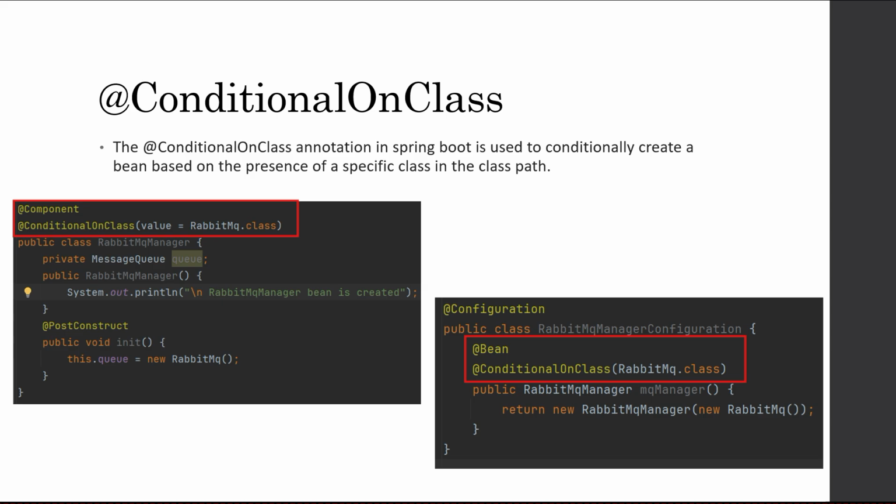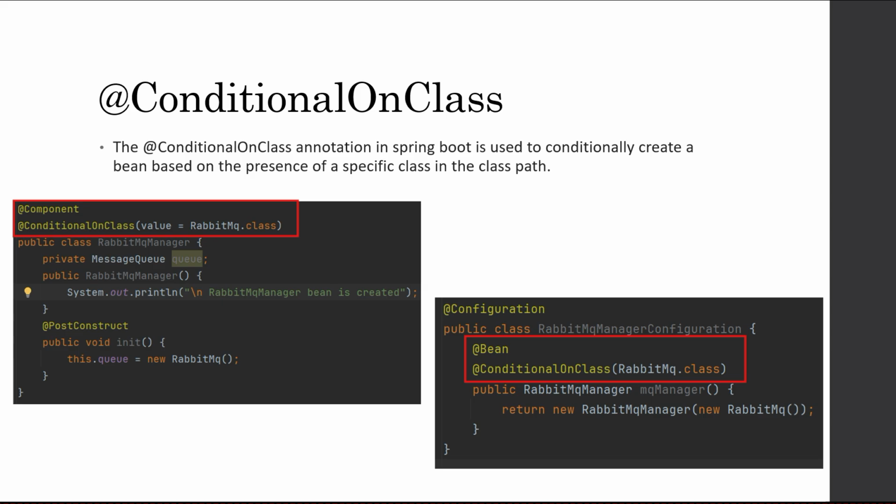When the Spring Boot application starts, before creating a bean for RabbitMQManager, it will check whether the RabbitMQ class is present in the packages of the application or in the jar files which are included in the application. If the RabbitMQ class is present either in the packages of the application or in the included jar files, then it will create the bean for RabbitMQManager.